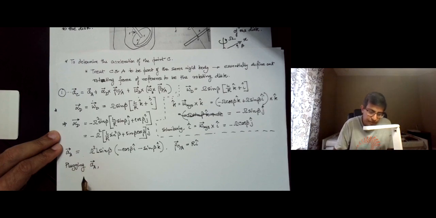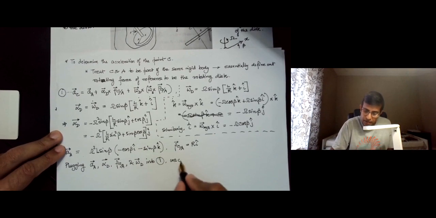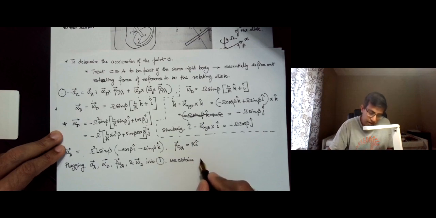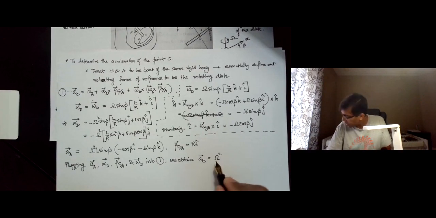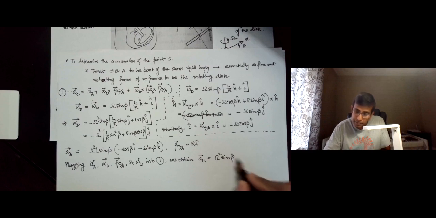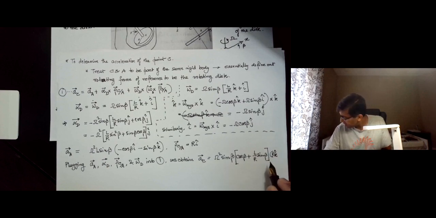So plugging in A sub A, alpha d, rho c with respect to A, and omega d into 1, we obtain acceleration of C to be omega squared sine beta times cosine beta plus L over R sine beta times RK, sorry, RK, not RI, minus LI.